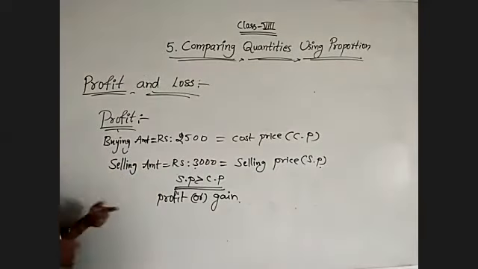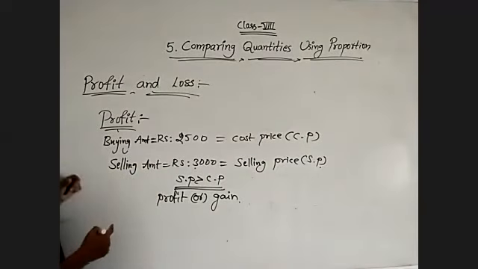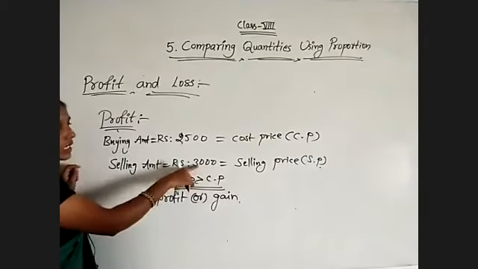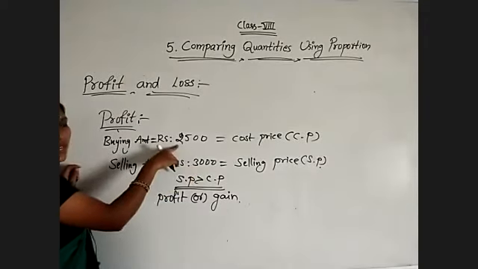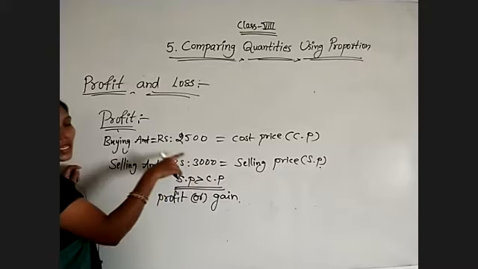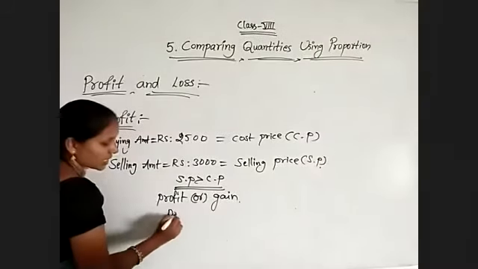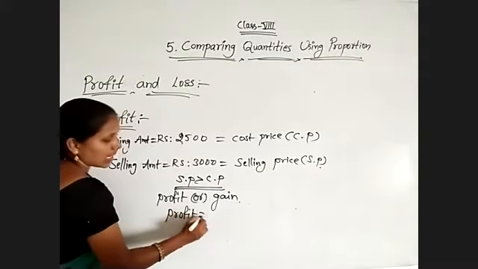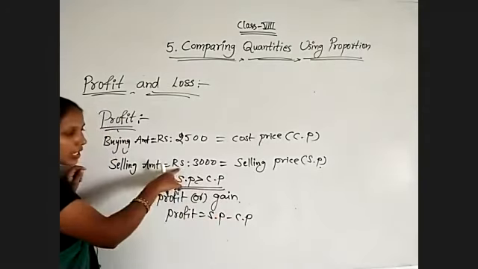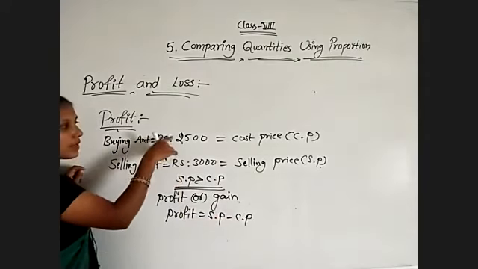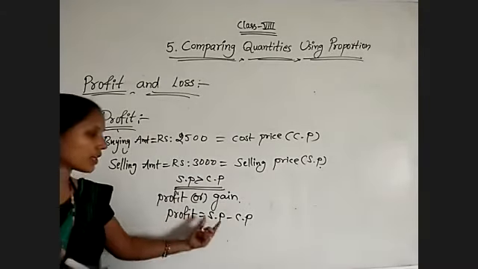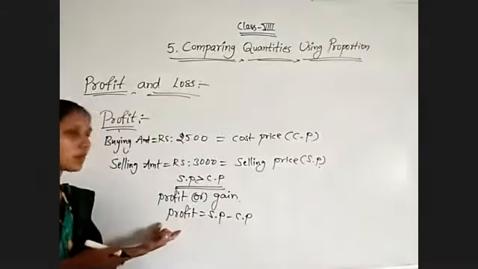And how much gain did we get? We have to know that. How much extra amount is that person getting? 3,000 minus 2,500 is 500. 2,500 plus 500 is equal to 3,000. That means profit is given by SP minus CP, greater value minus smaller value. The greater value here is SP. So SP minus CP. Remember, in case of profit, SP is more. So the difference between SP and CP will give us profit.